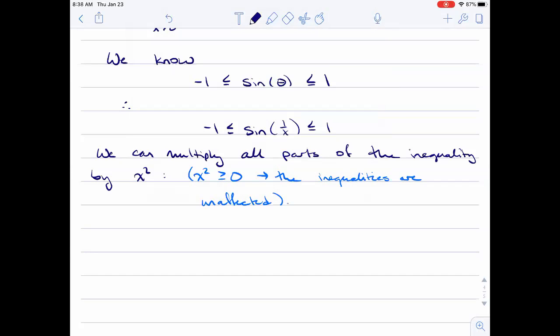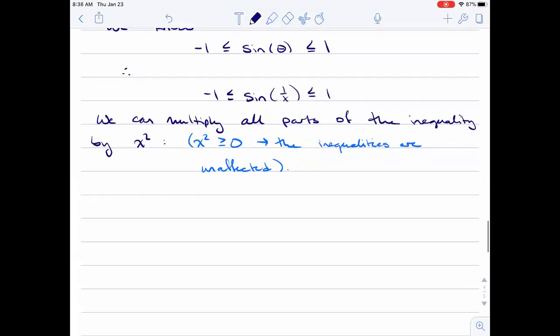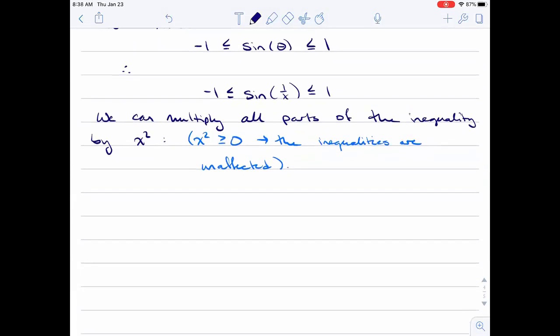So x squared is always positive, and so what we can do is say, okay, then I have negative x squared is less than or equal to x squared sine 1 over x, which is less than or equal to positive x squared. Just multiplying through.